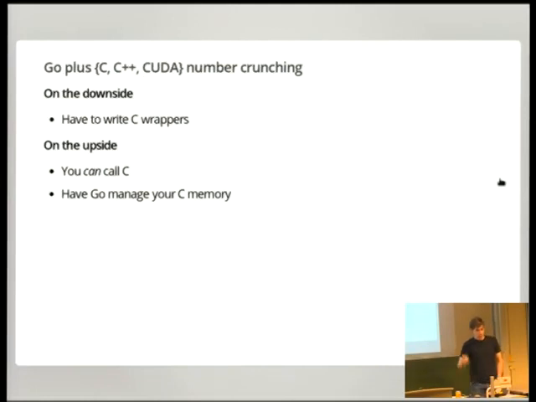All right, so to wrap this up, when you're calling external C libs from Go, there's a downside that you have to write some C wrappers or find them. Hopefully they are available. But on the upside, you can call C, and you get a huge productivity boost because you can have Go manage your C memory. All right.